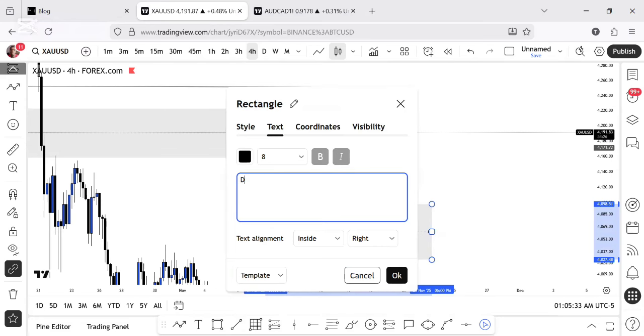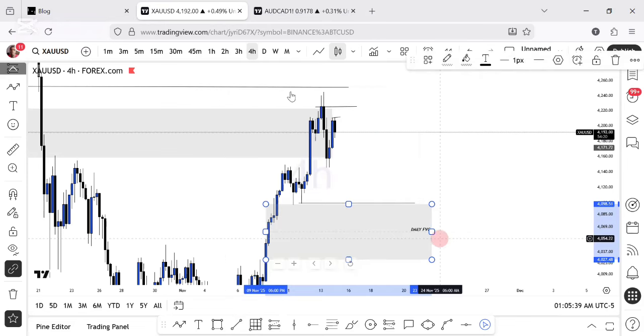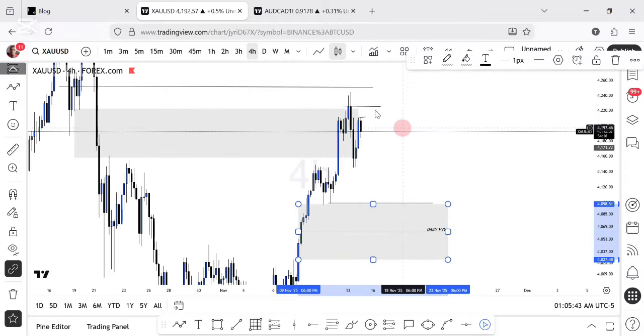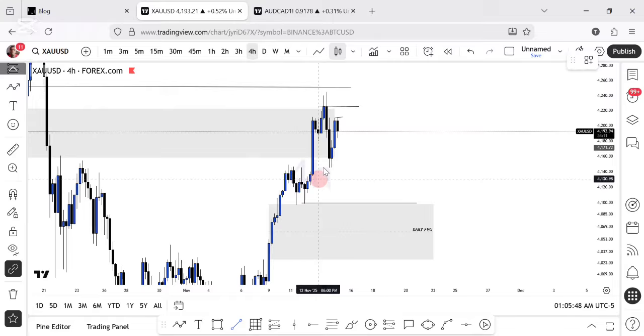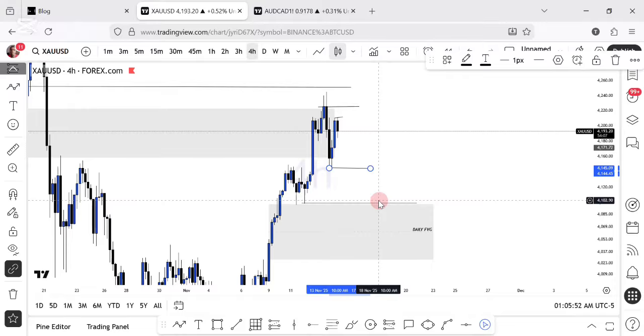Say daily FVG, right? Daily FVG. Then this, I don't need to label this one again. So when we have something like this, our first target is where this low should be our first target. Then this will be our overall targets, right?